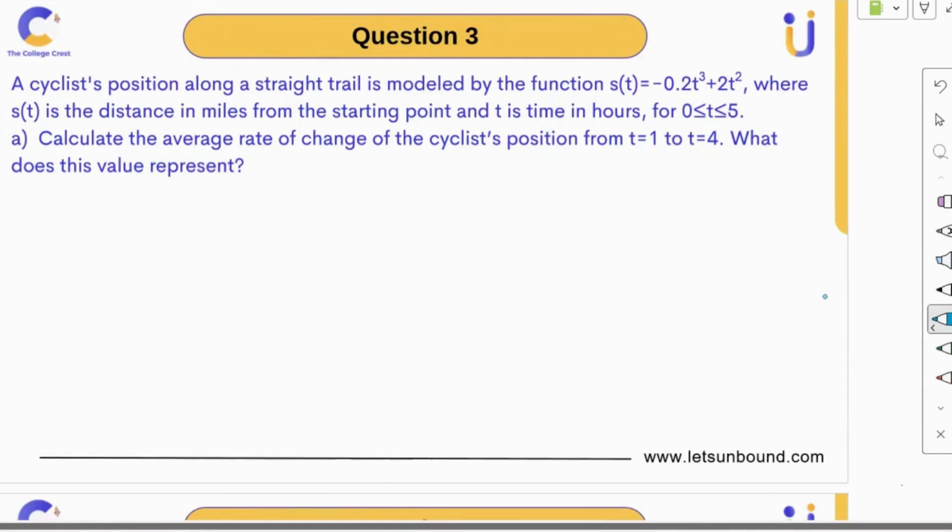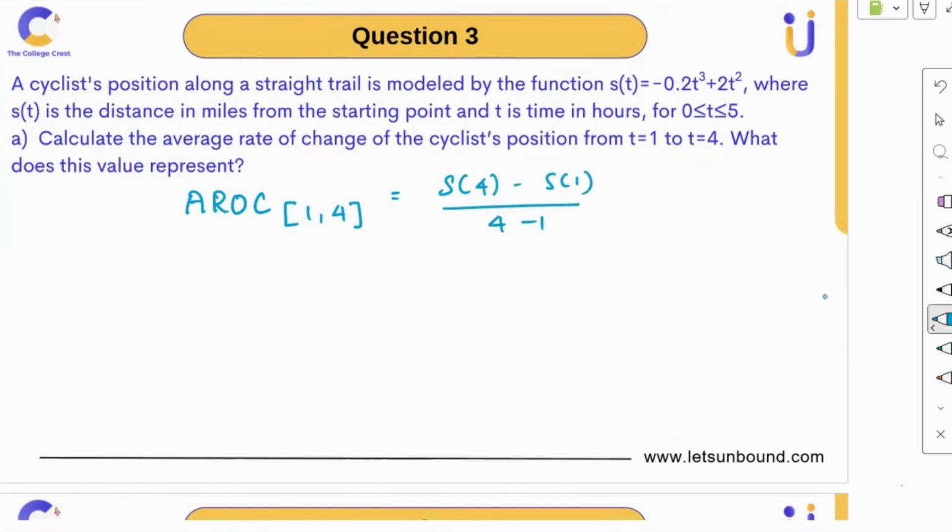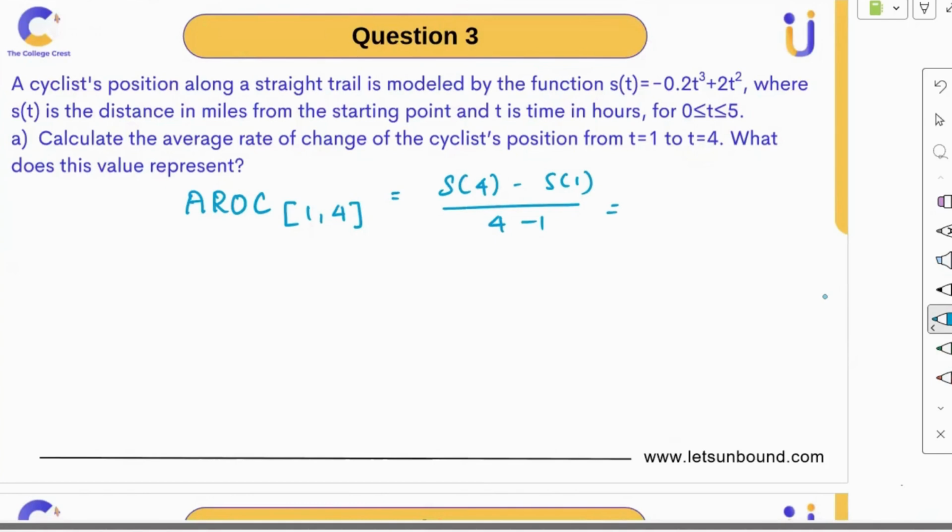From 1 to 4. So we know the basic formula. Average rate of change, I'm writing ARC, from 1 to 4 will go like S of 4 minus S of 1 over 4 minus 1, and we need calculator help here. Just plug in 4 and this one over here.